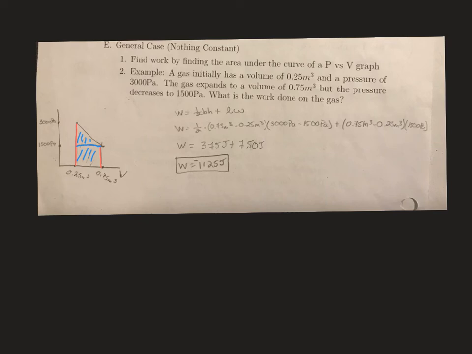I'm now able to calculate my work. So I have the work from the portion that's triangle shaped, I have the work from the portion that is rectangular shaped, and I add them together. And notice I made it a minus sign because the volume of the gas increases, meaning the work done is negative. So don't forget to go back and apply your sign rules that we learned at the beginning of this particular section.